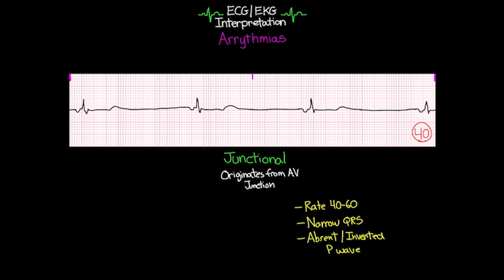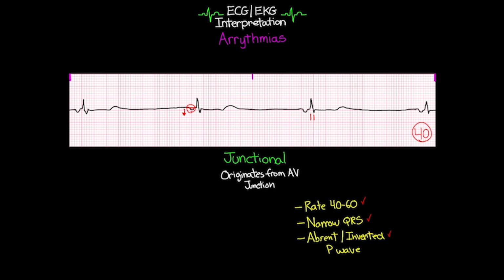So once again, if you look at our example here, there's our P wave, and that's definitely upside down. Although you can also sometimes just get a flat isoelectric line that goes across here. But looking at our QRS complex, we definitely do have a narrow QRS complex. And like we talked about, our rate is 40. Therefore, we know that we could classify this as a junctional rhythm.